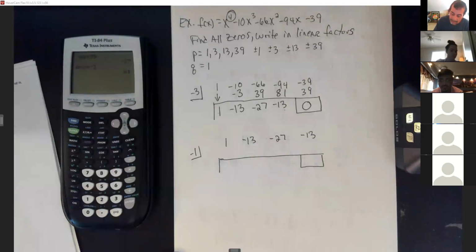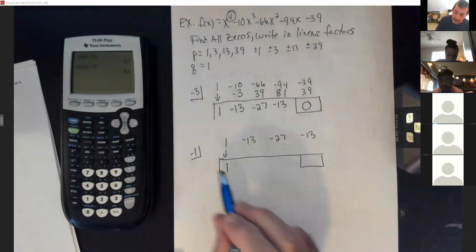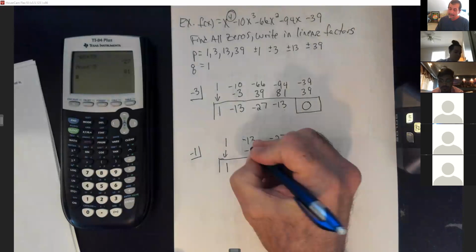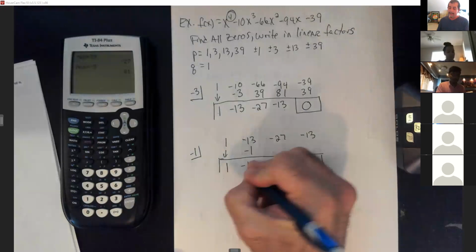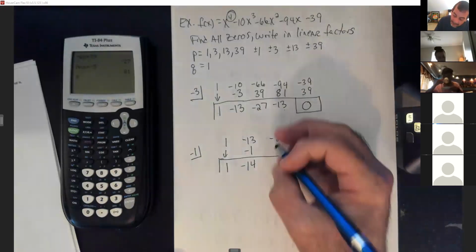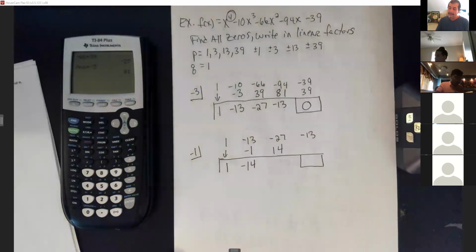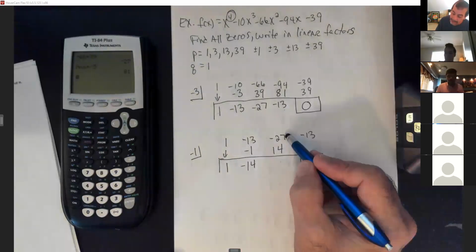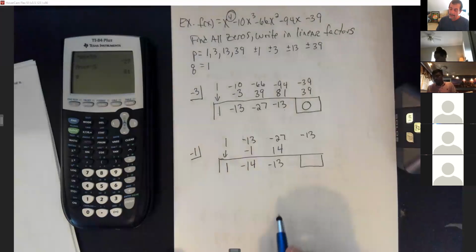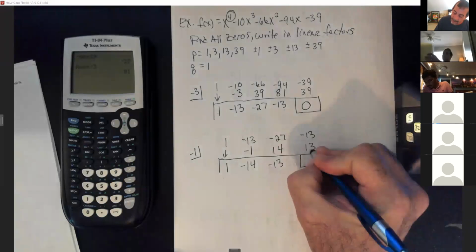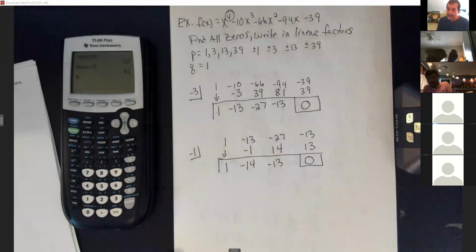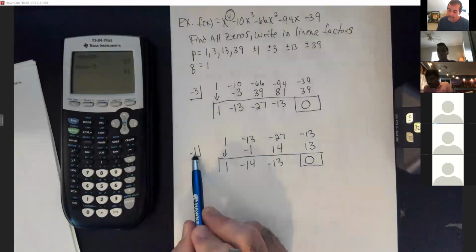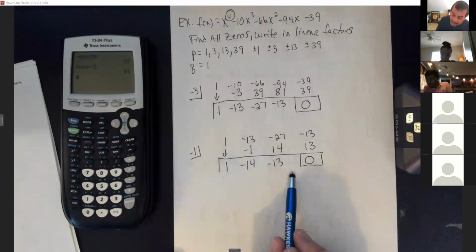All right, so here we go. We're going to bring the 1 down. 1 times negative 1 is negative 1. Let's see, negative 13 plus negative 1 is negative 14. Negative 14 times negative 1 is a positive 14. Negative 27 plus 14 is a negative 13. Oh, and y'all look at that. Negative 13 times negative 1 is a positive 13. And that gives me what? A 0 remainder. So negative 3 is a 0. Negative 1 is a 0.